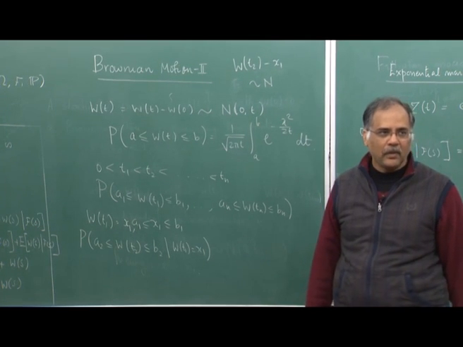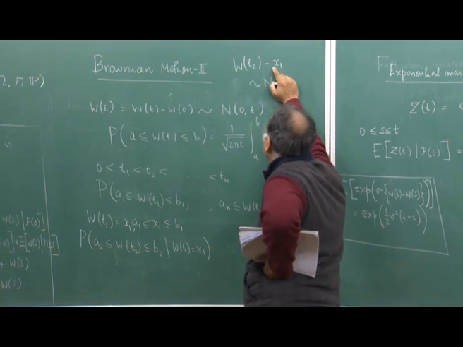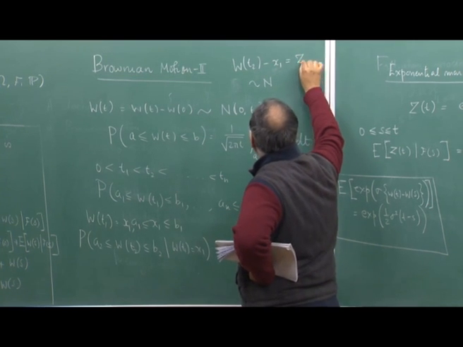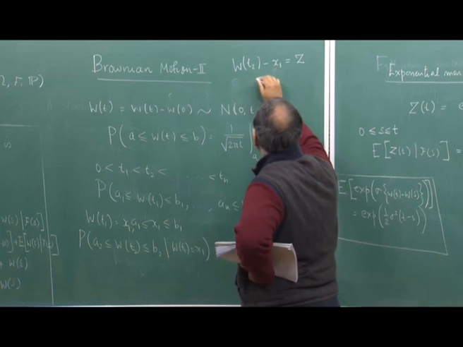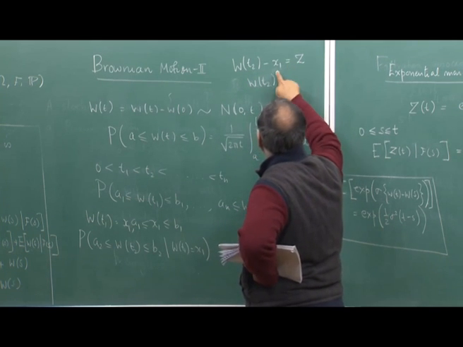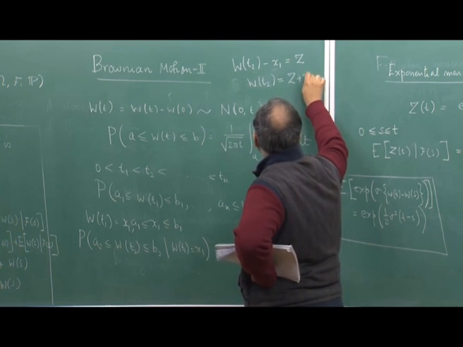Expectation is... see here we had a normal random variable, so this new random variable z, so WT2 is equal to z plus x1.